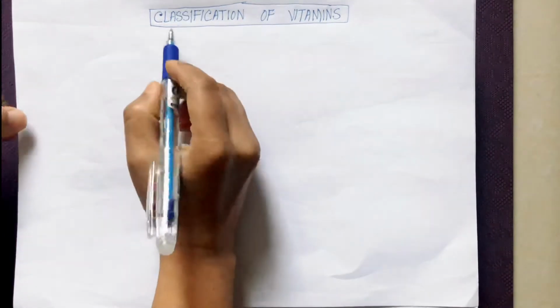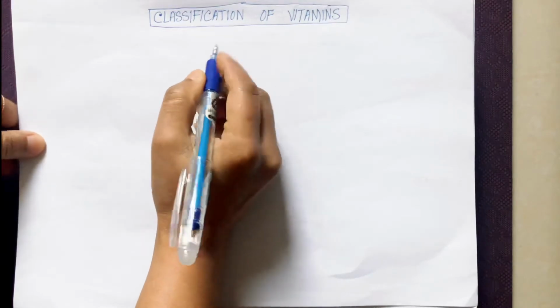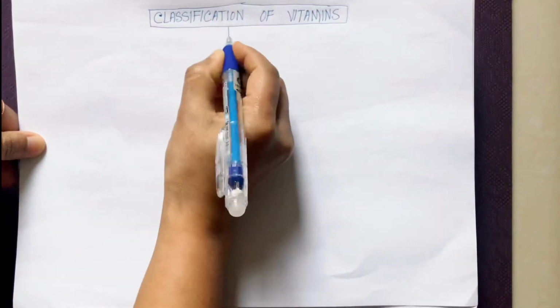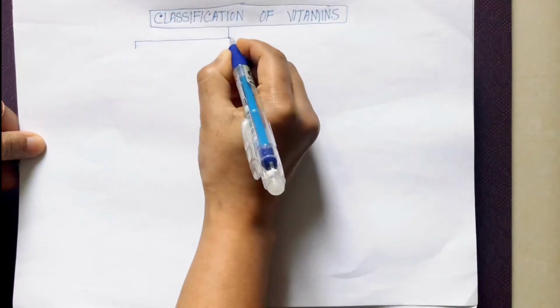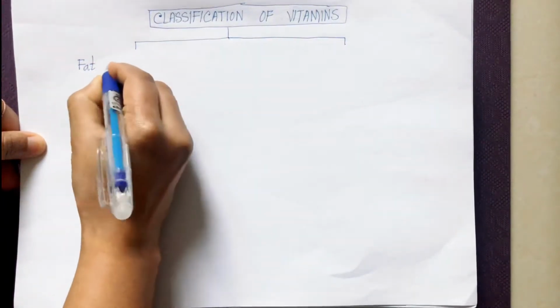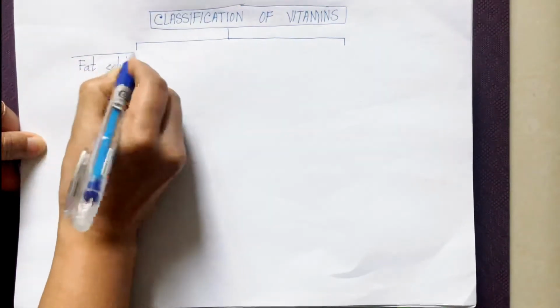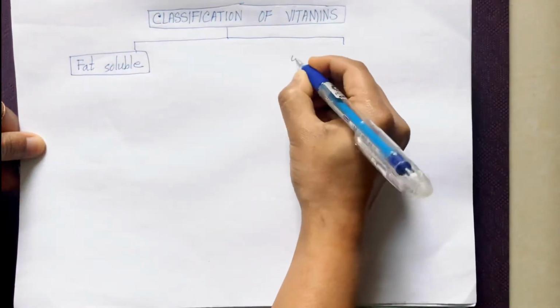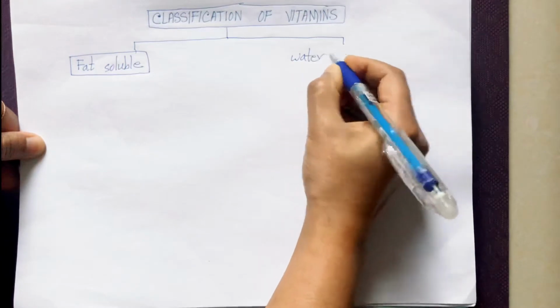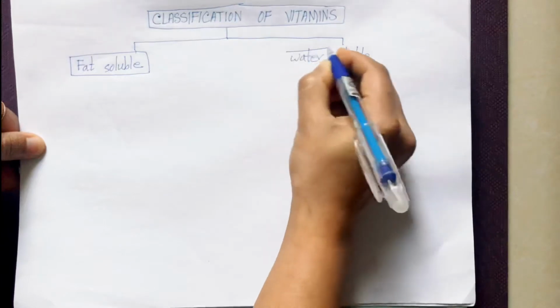My name is Shahnaz Jannat and today I will talk about classification of vitamins. So we can divide vitamins into two groups: fat soluble vitamins and water soluble vitamins.